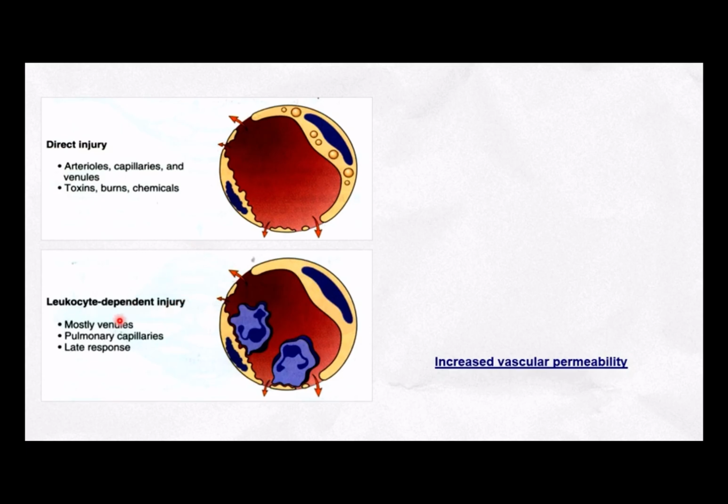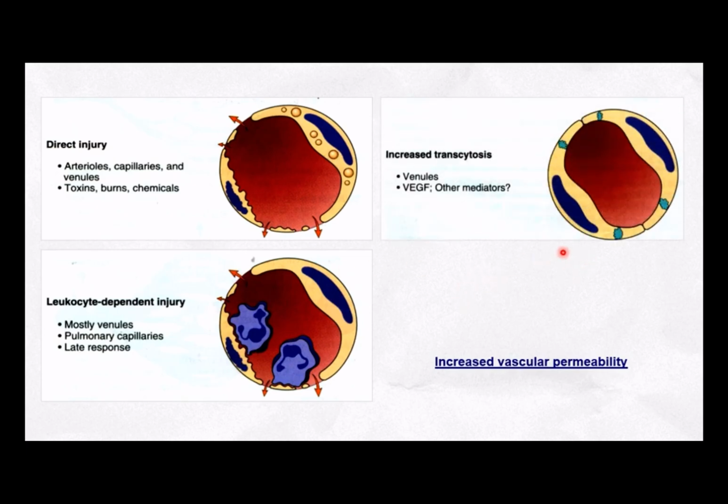Direct endothelial injury is usually seen after severe injury, such as burns, toxins, and some chemicals. It results in endothelial cell necrosis and detachment. Leukocyte-mediated endothelial injury may occur as a consequence of leukocyte accumulation along the vessel wall. Activated leukocytes release mainly toxic mediators that cause endothelial cell injury and detachment.